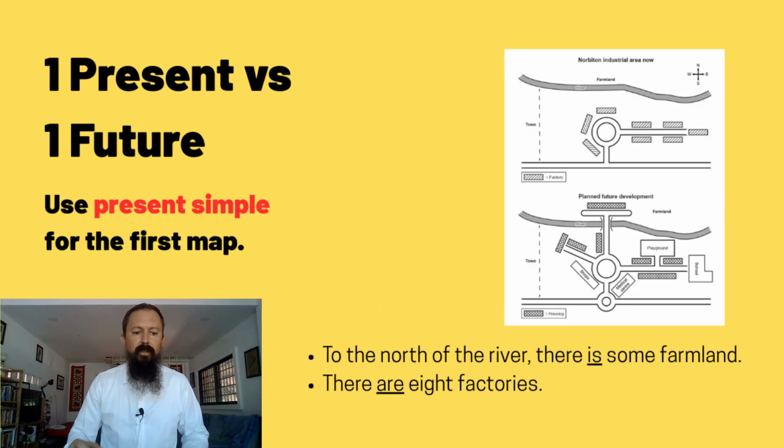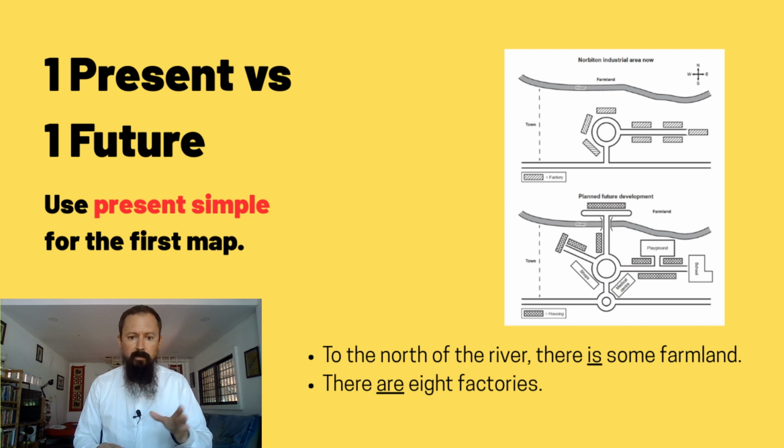Okay, and that brings us to the set of maps where we have one from the present and one from the future. A lot of people find this to be the most difficult, and this is the one that is harder to explain, but that comes from talking about the future.